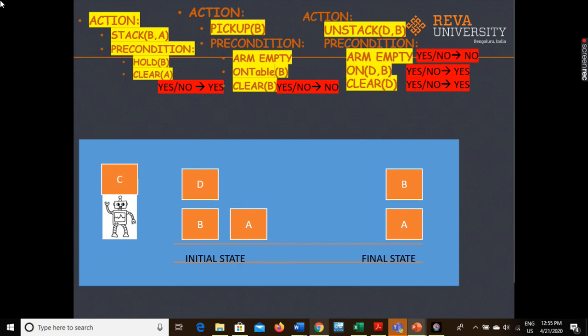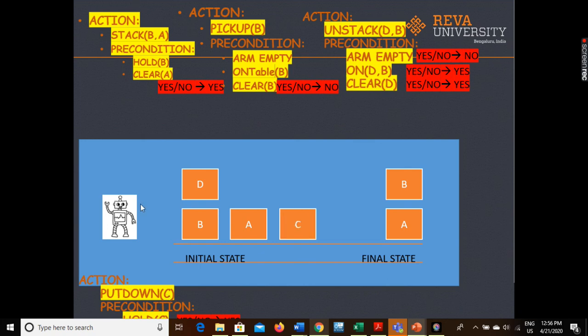Over here we can see at the bottom there is an action which needs to be performed, called put down C, and the precondition is that the robot should be holding C. Yes, the robot is holding C. This condition is satisfied, so I can perform the action put down C. Now how can I put it down? I will place C somewhere on the table, and then the arm is empty, so I can unstack D.